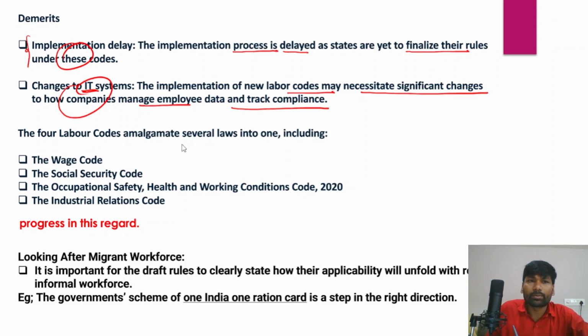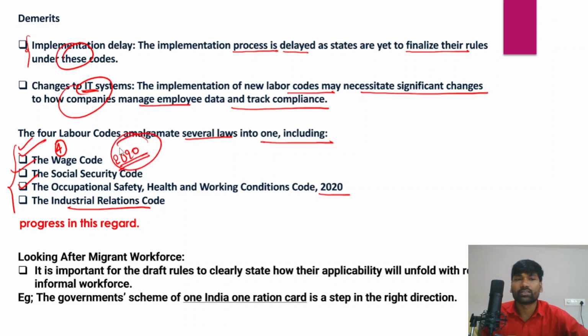And these four labor codes have amalgamated several laws into one single law. So for example, the Wage Code, the Social Security Code, the Occupational Safety, Health and Working Conditions Code of 2020, and the Industrial Relations Code. These are the four codes which were introduced by the Union government in the year 2020, and a lot of previously existing legislation was amalgamated into these four labor codes. So we could say that the codification of labor laws, or bringing in labor reforms in India, was done by the government by amalgamating or merging several different labor laws.